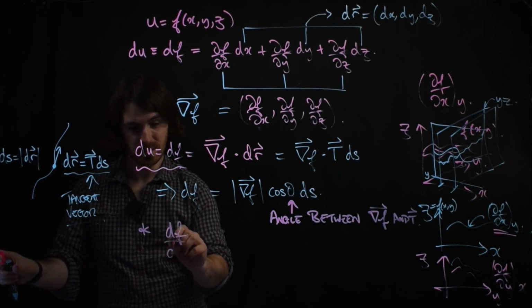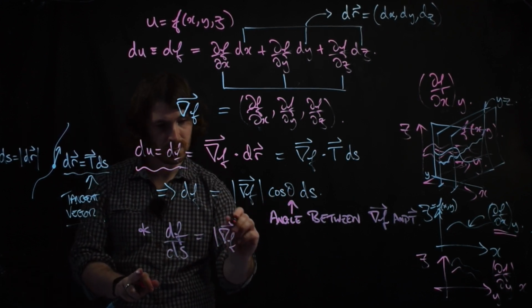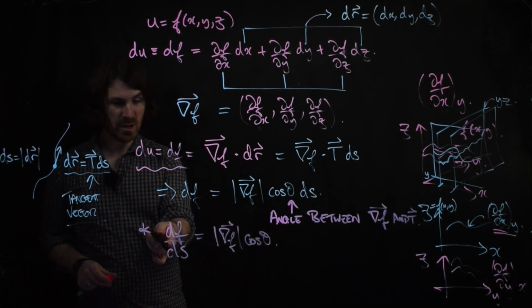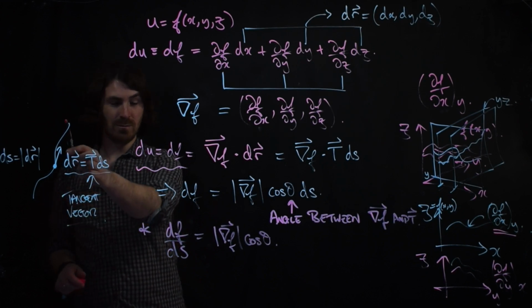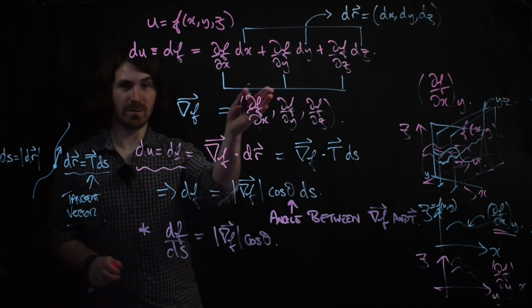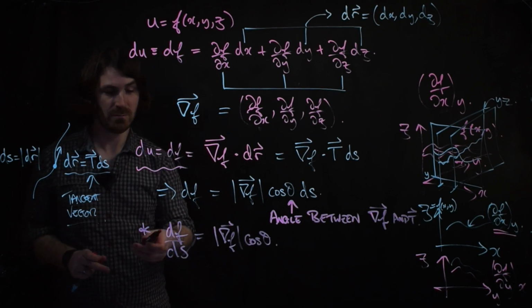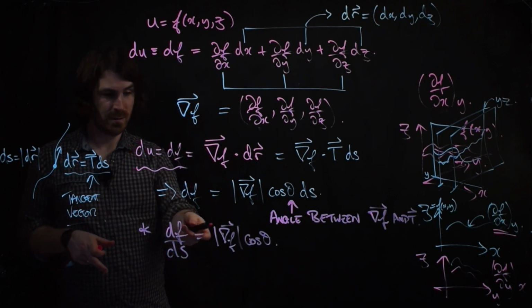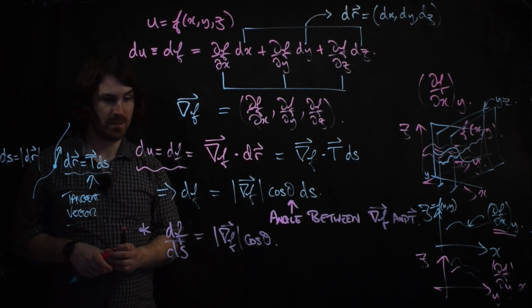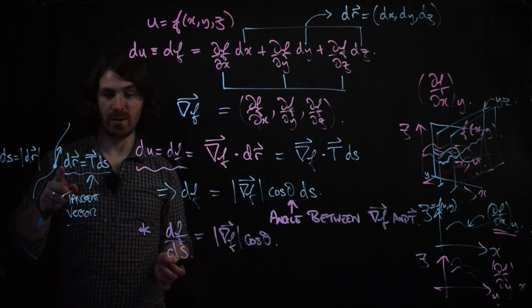df by ds equals the magnitude of the gradient of f times cosine theta. So the rate of change of our function as we move along the curve, standing on the mountain and moving in a specified direction, and the change in our function, in this case the height, will be the magnitude of the gradient of f times cosine theta. And theta is the angle between the gradient of f and the direction that we're moving.